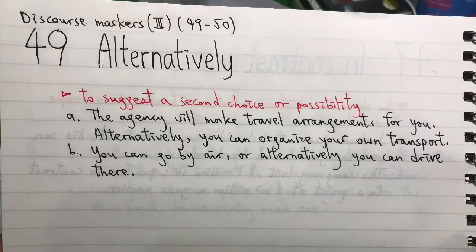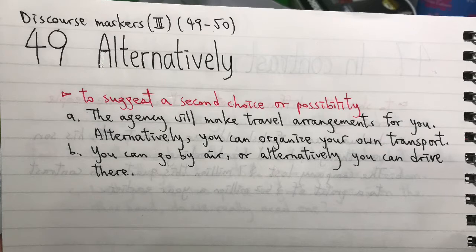Discourse markers part 3, 49 alternatively. An alternative is a second choice, another option. So alternatively is used to suggest a second choice or possibility. A. The agency will make travel arrangements for you. Alternatively, you can organize your own transport. So it's either A or B, either this or that. You have the choice, it's your call.